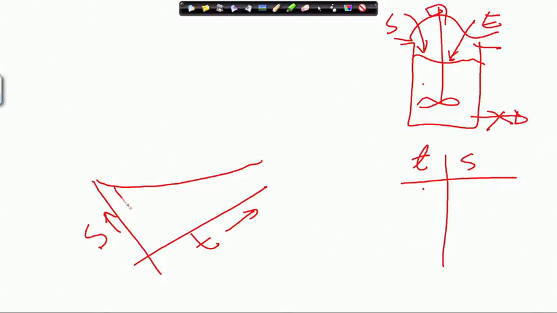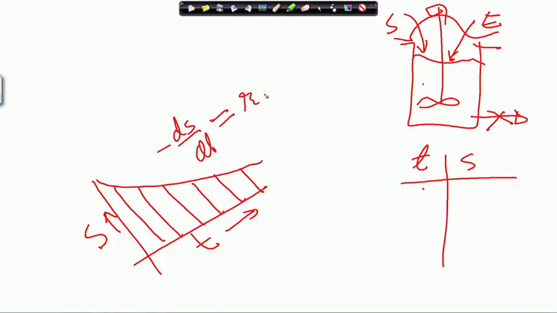Now if you take a slope at different points, what will you get? You will get minus dS/dt. What is minus dS/dt? It is the rate of reaction. How can we express it? Rs. Rs is the rate of reaction, and if you consider this a first order reaction, this is equal to k into S.